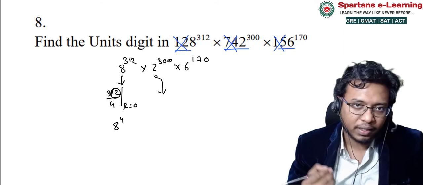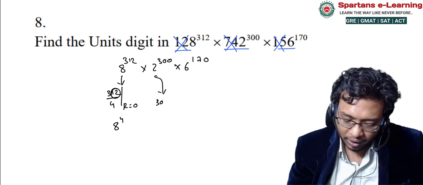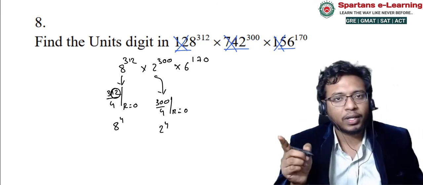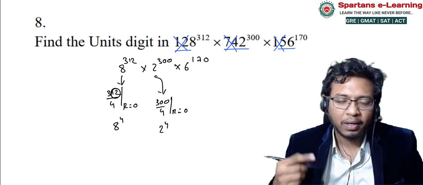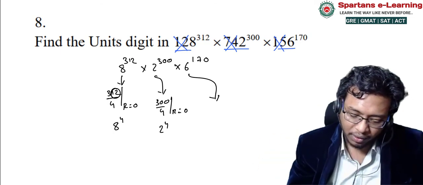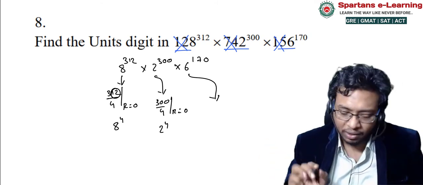Now see this. 2 cyclicity is again 4. That means 300 by 4. Remainder is 0. That means you have to take 2 power 4. If remainder is 1, you will take 2 power 1. Remainder is 2, 2 power 2. Remainder is 3 means 2 power 3. Remainder is 0 means 2 power 4. Now 6 to the power anything, last digit will be 6 itself.